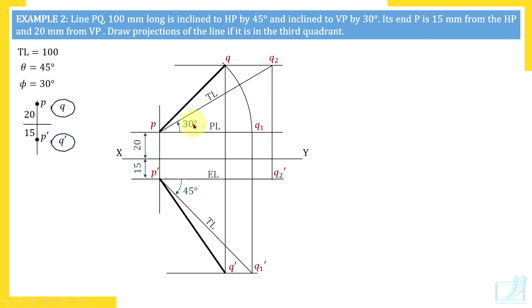After completing the drawing, you should insert dimensions. So 20, 15, 30 degrees, 45 degrees. As I told you, these 5 measurements given in the question, you should insert in the diagram. And true length we prefer writing outside the diagram. So write true length. So finally, this is how your drawing will appear on the paper.